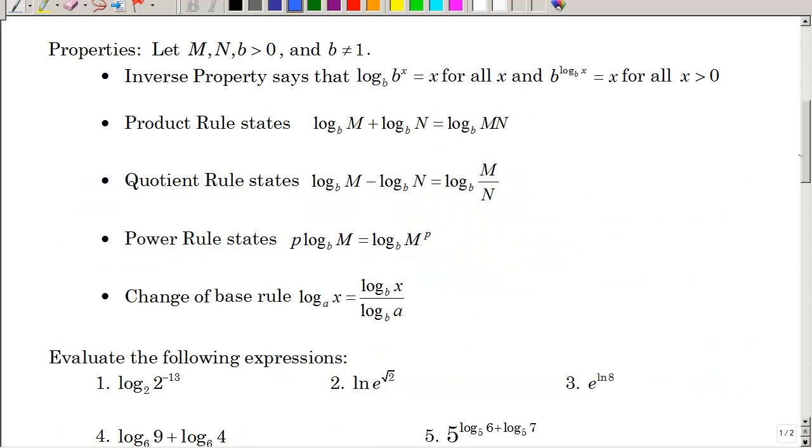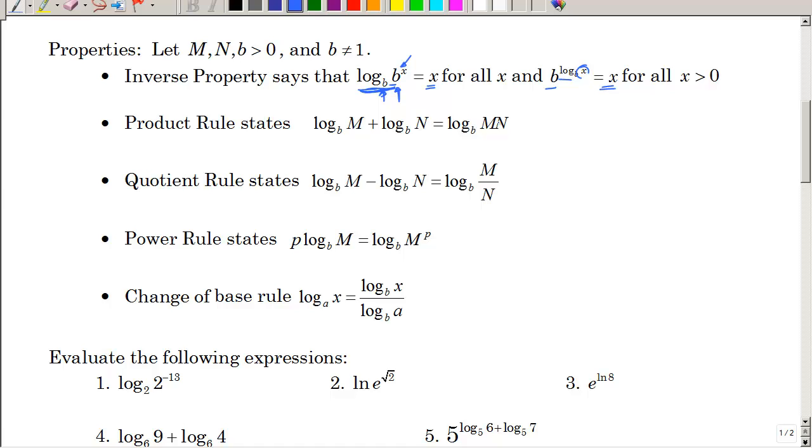We have several properties of logarithms. You should have seen these before. You might not feel comfortable with them, but we're going to practice and review. We have an inverse property that's very handy. Look what it says. We have the log base b of b to a power. You just get the power, meaning the log and the base cancel each other out as long as those bases are the same. And here, if we have a base raised to the log of the same base, again it cancels out as long as x is positive.